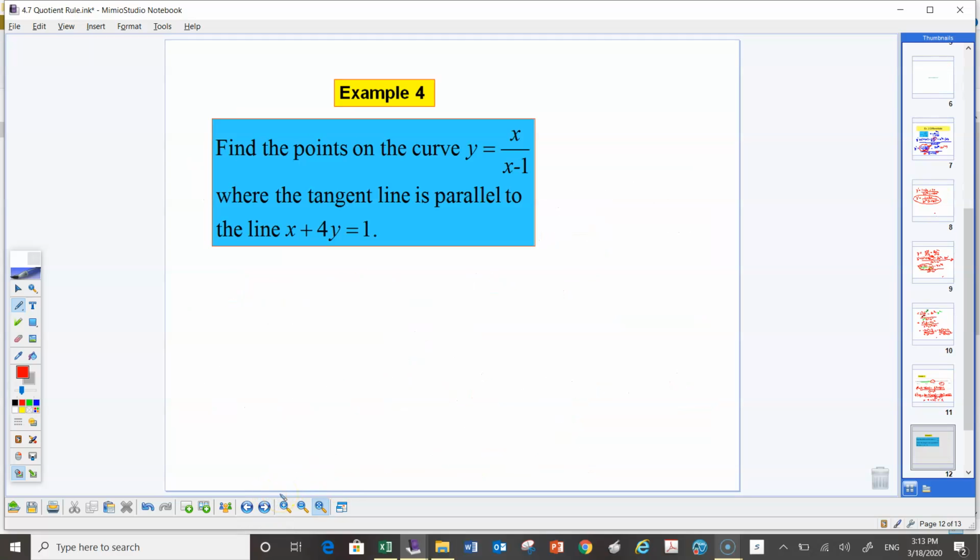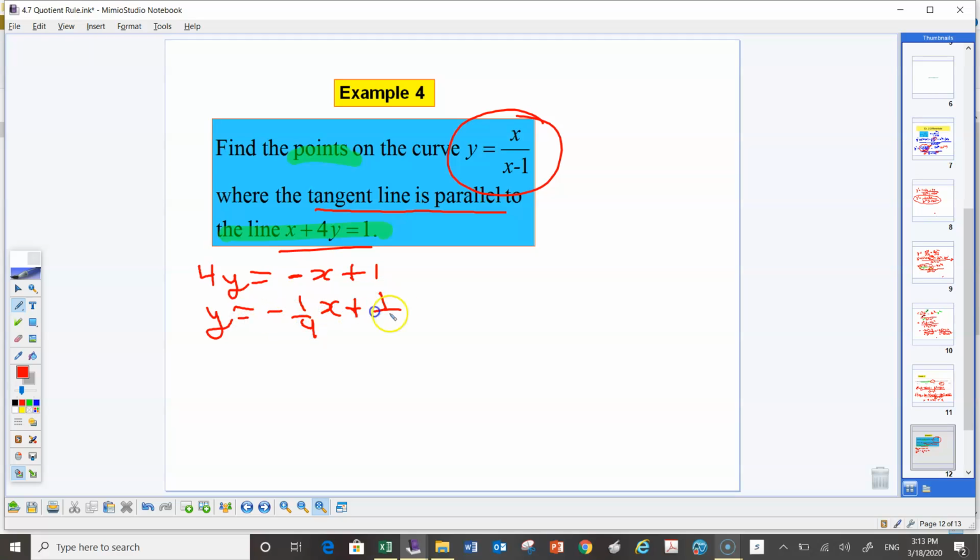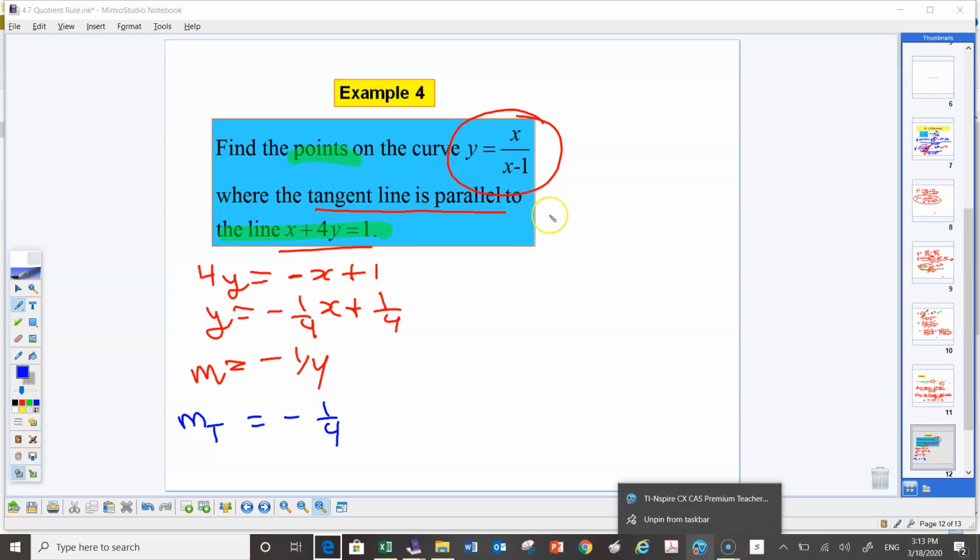Okay, last question. I believe we're asked to find the points. Again, we're looking for the points on the curve where the tangent line is parallel to this line. Well, we saw a very similar question in a previous lesson, except now we have to use the quotient rule to find the derivative. So again, the tangent line is parallel, which means it'll have the same slope as this line, but you have to be careful. You have to get that equation in the form y equals mx plus b. So the slope of the line is negative 1/4, which means the slope of my tangent line is also negative 1/4. So now I have to take the derivative, because the derivative will represent the slope of the tangent line.